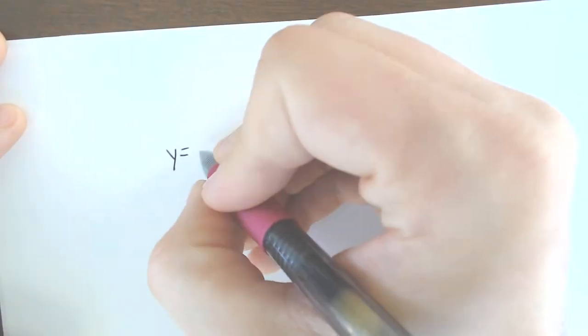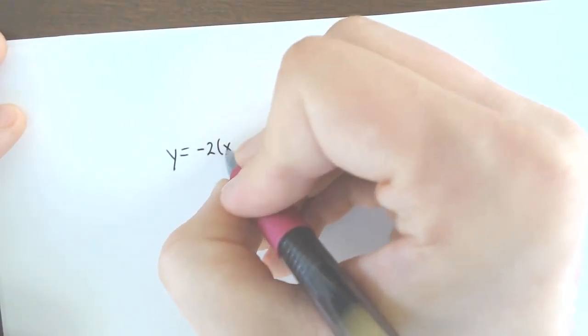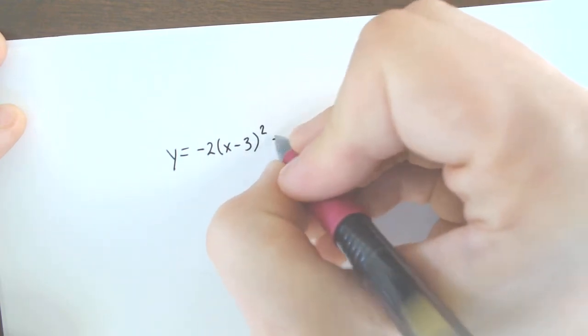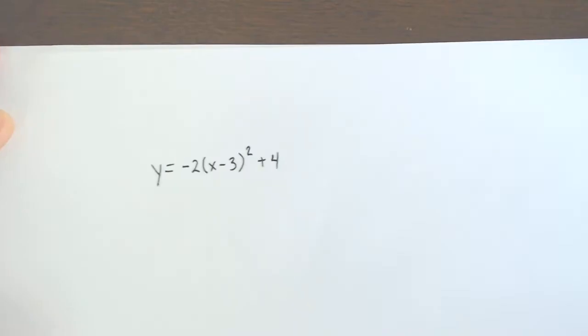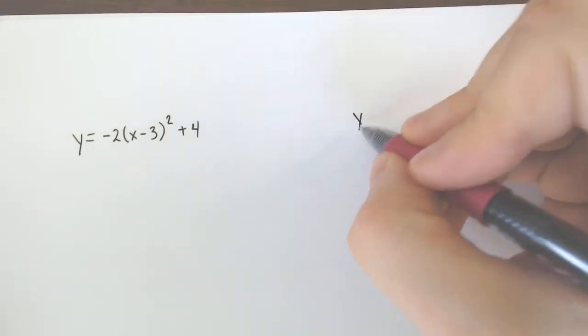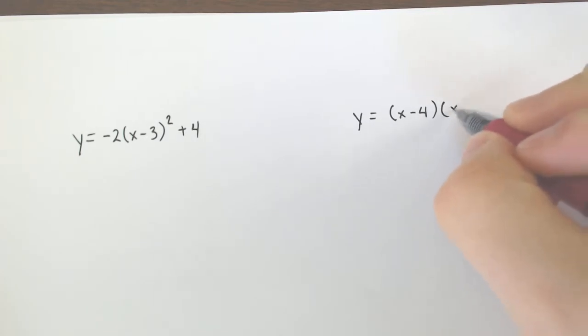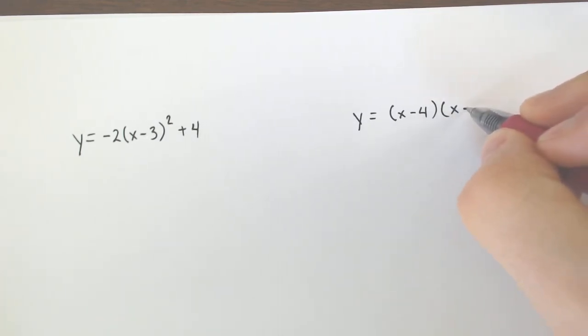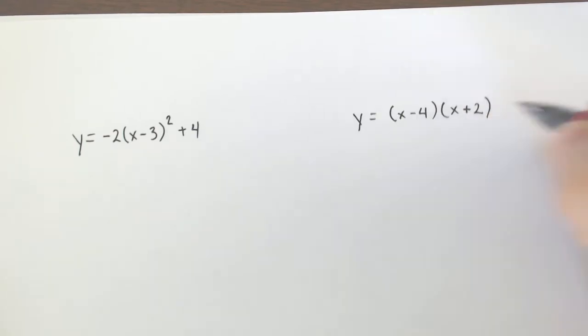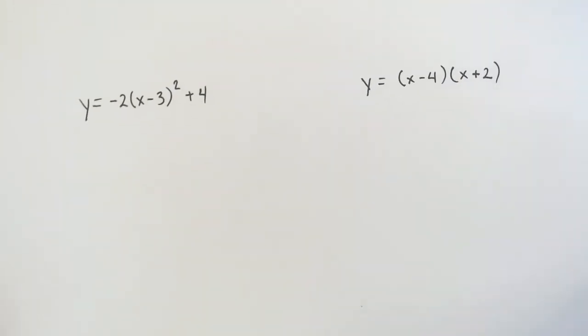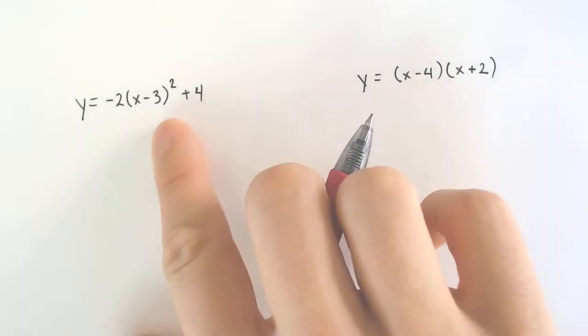Today we are going to be taking and graphing parabolas that are in different forms. So let's say we had a parabola in vertex form, and let's say we had a parabola in factored form. Both of which can be graphed with a graphing calculator, of course, but what if you wanted to graph them by hand and you didn't want to FOIL it out?